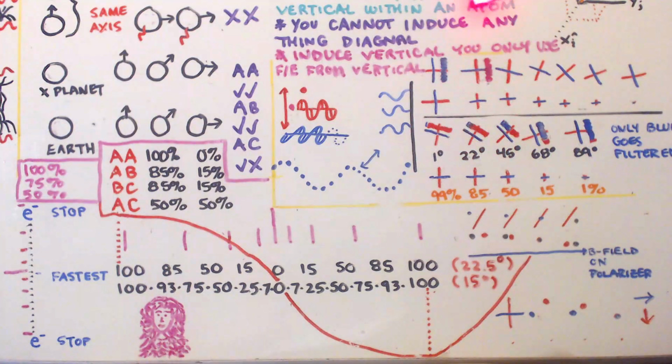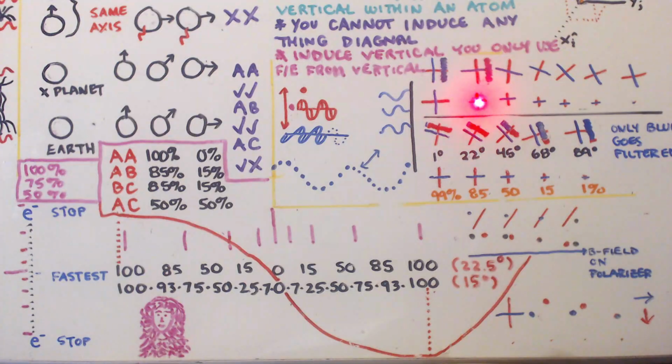So you can only induce jiggle vertically within an atom, because when you're inducing a current, you're talking about jumping from atom to atom. Here you're just talking about jiggling it inside the atom. You cannot induce anything diagonal. So when you induce something, whether it's jiggle or current, from here you only get power from the x-axis.